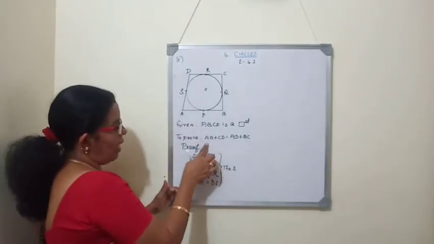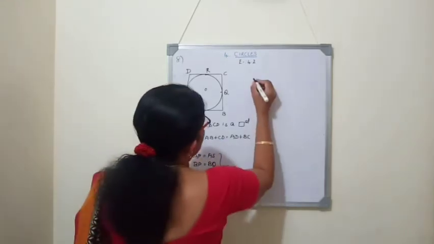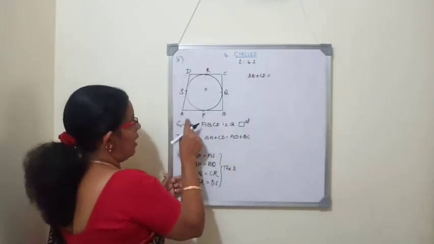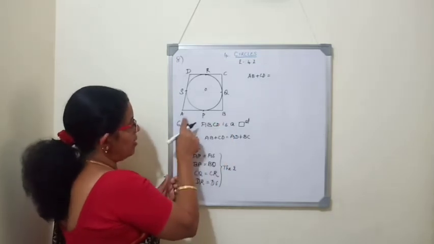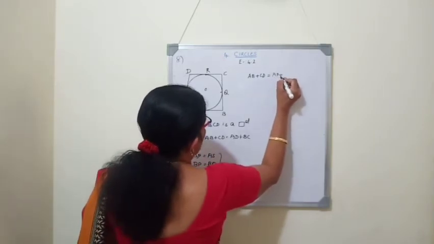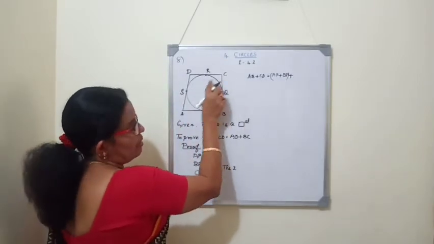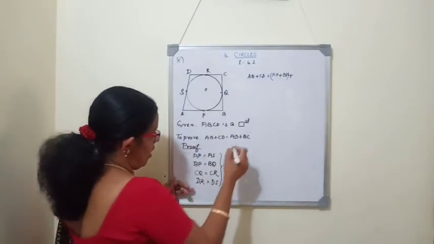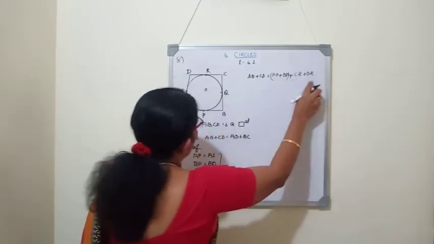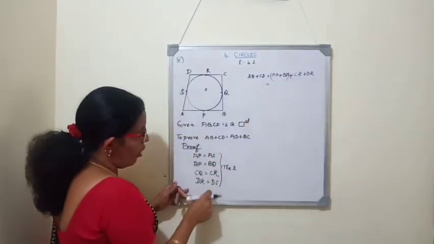Now, we wanted to prove that AB plus CD is equal to AD plus BC. We'll start from the LHS, AB plus CD. How can we split and write AB? AB can be written as AP plus PB, or BP. AP plus BP, this is AB. How can we write CD in the same way? CR plus DR. This is CD.